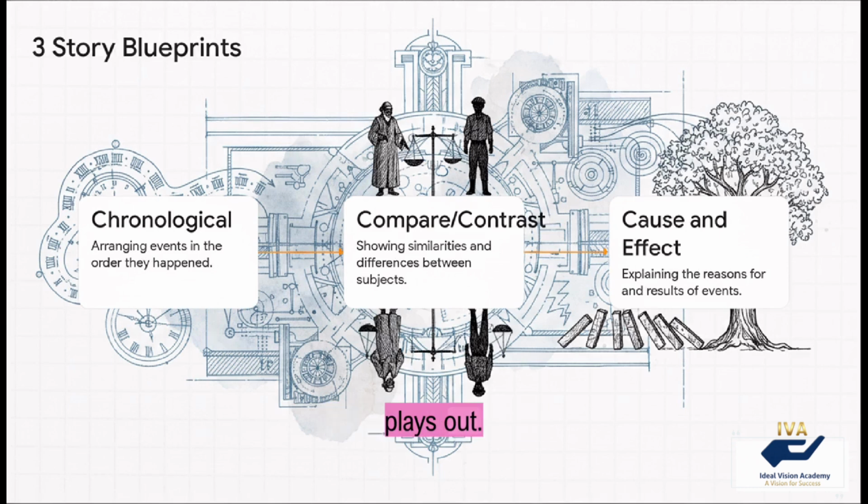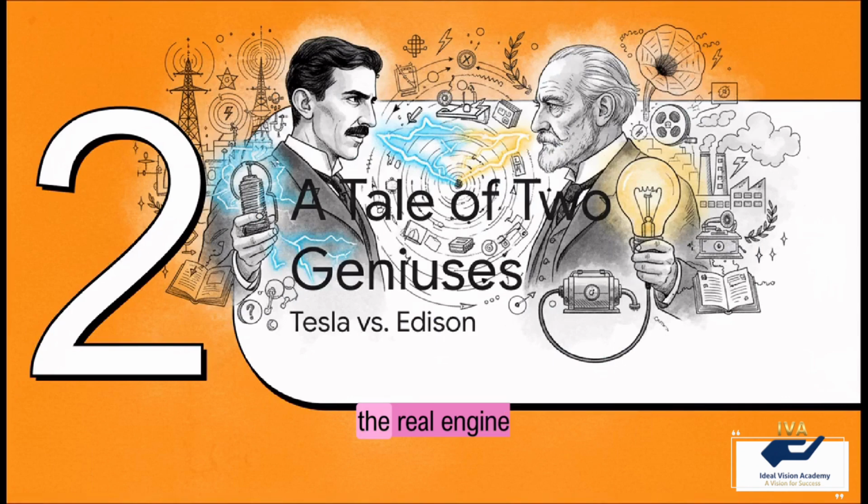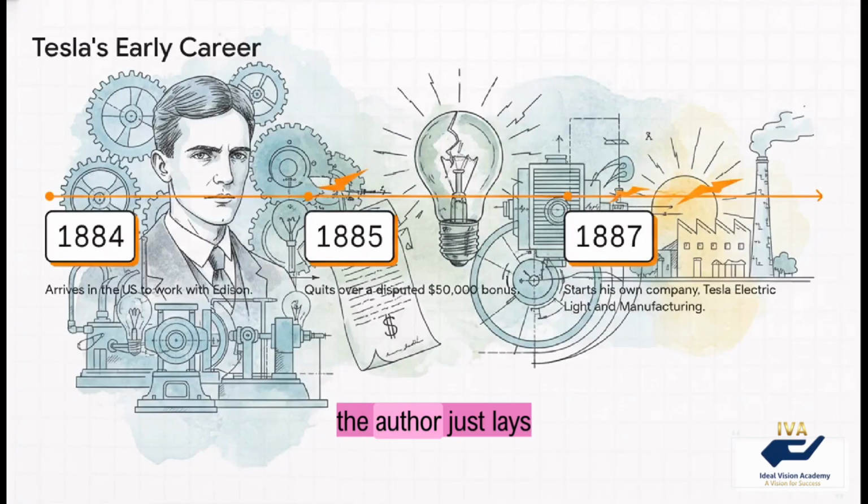Let's see how this actually plays out. The main drama in this article, the real engine of the story, is the rivalry between Nikola Tesla and Thomas Edison. And this conflict, it's the perfect stage for the author to use every single tool we just talked about. First, the author just lays out the timeline, simple chronological order. In 1884, Tesla shows up, letter in hand, ready to work for the great Edison. Then, bam, just 1 year later, he's out the door over a huge money dispute. And by 1887, he's starting his own company, becoming a direct rival. That timeline creates a really clear, fast-moving story of ambition and betrayal.